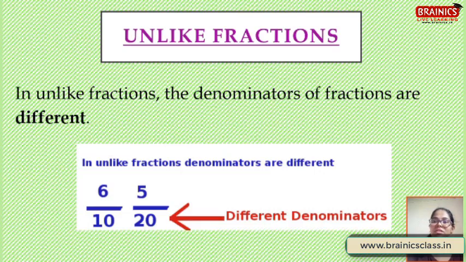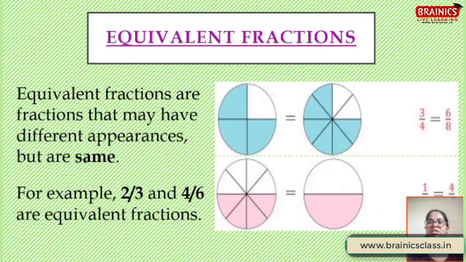Next is unlike fractions. As the name suggests, it is opposite to like fractions. In unlike fractions, the denominators of fractions are different. For example, 6 upon 10, 5 upon 20. Here denominator is different, 10 and 20. So these are unlike fractions.